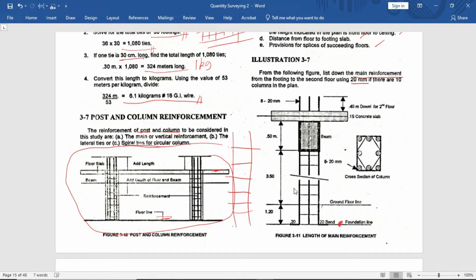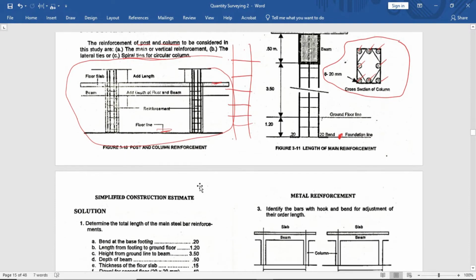So, ito yung cross section ng column natin. Kadalasan, cross-section yung makikita natin sa mga plano. Kita nyo naman, there are 8 daw. 1, 2, 3, 4, 5, 6, 7, 8 na 20 mm diameter main bars. So, first is determine the total length of the main steel bar reinforcement.